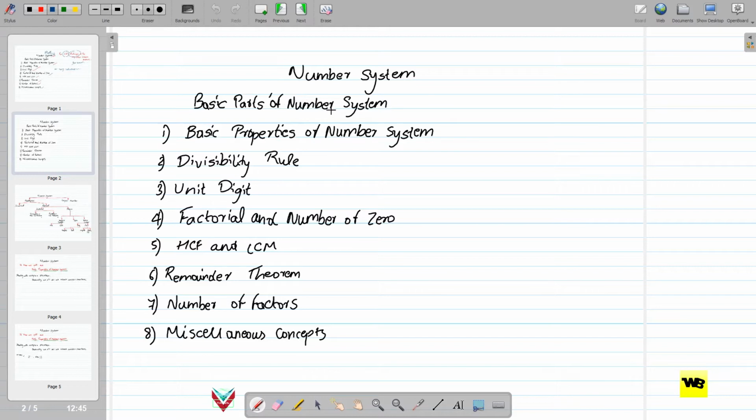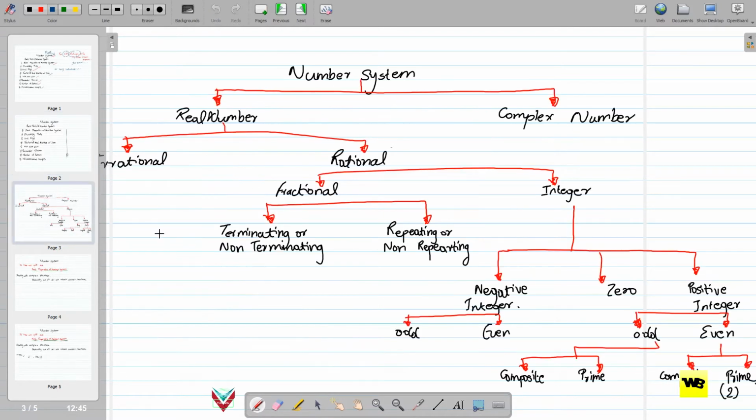So we will go in this manner, and we will solve all the examples related to number system. So let's first see what number system exactly is. Number system is divided into two types: real number and complex number.